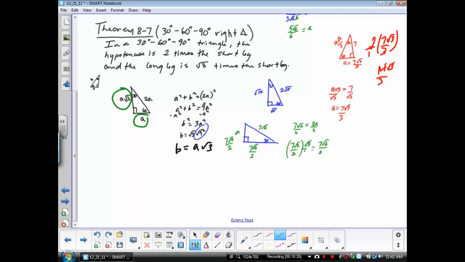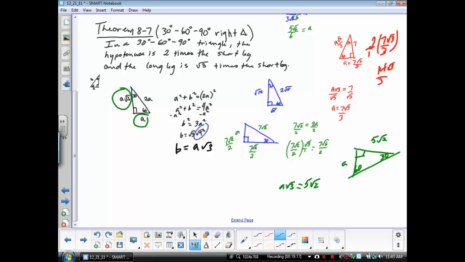Here we have another triangle. I'll set it up this way this time. It's a 30, 60, 90 triangle. Always opposite your short leg is the 30. We're going to know that the long leg is 5 root 2. So I know 5 root 2 is the long leg, and if the short leg is a, then a root 3 equals your long leg. So a root 3 will equal 5 root 2.